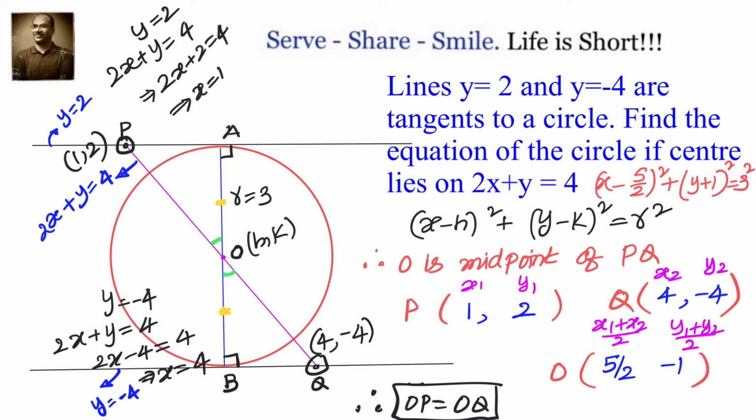Once we have the diameter, we can get the radius. Now you see two triangles which are congruent to each other. So O is not only the midpoint of AB, O is also the midpoint of PQ. We can easily calculate the coordinates of P and Q, because we have the equations, we can solve them and get the coordinates. Once we have the coordinates of P and Q, O is the midpoint of PQ. So the equation of the circle is (x minus 5 by 2) whole square plus (y plus 1) whole square equals 3 square.